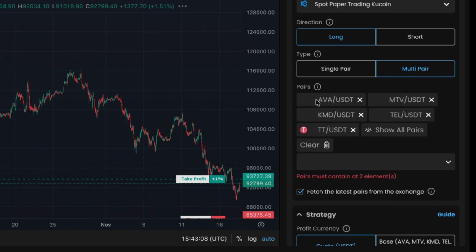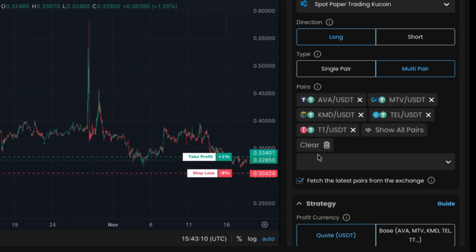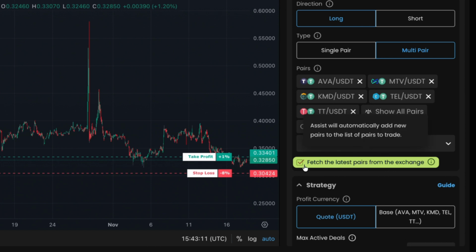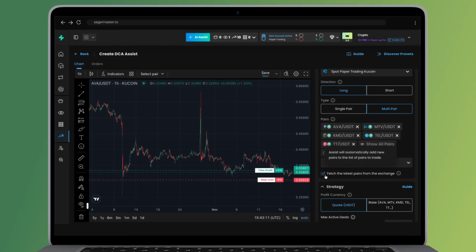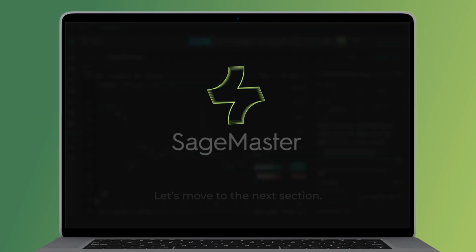Use all pairs. And if you put fetch the latest pairs from the exchange on, your assist will automatically track updates for pairs from the exchange after it is a new listing or delisted. It's all about smarter setups, clear direction, and flexible pair options. Let's move to the next section.